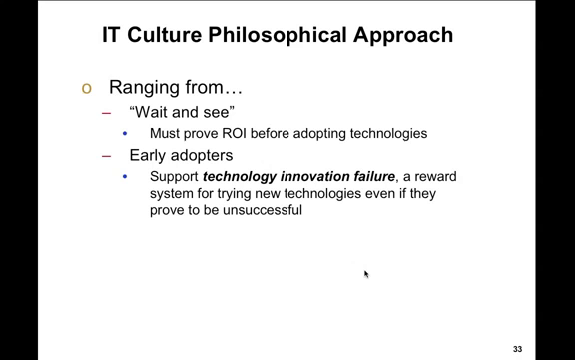Or we have what's called the early adopters. These are the people that wait in line at the store to buy an iPhone when it first came out. The companies that essentially run out and buy before it's even ready, before it's even tested, they're already implementing this new technology. Because they want a competitive advantage, or they're eager and they're anticipating that it's going to be good. So it supports technology innovative failure. So a reward system for trying new technologies, even if they prove to be unsuccessful, they tried it.